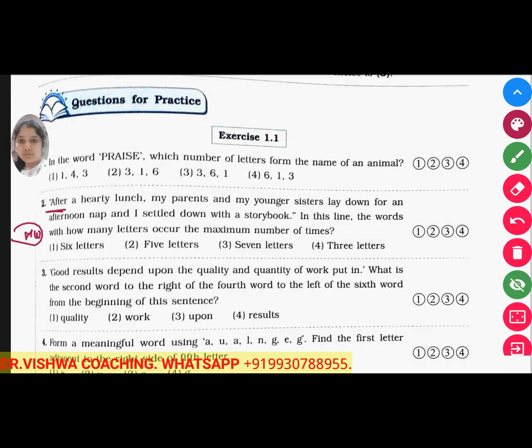How you have to count? After, how many letters are there? 5. Here 1. Hardly 6. So like this you have to count how many letters are there in each word.